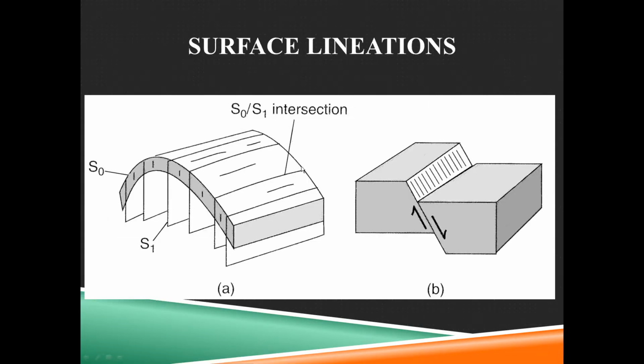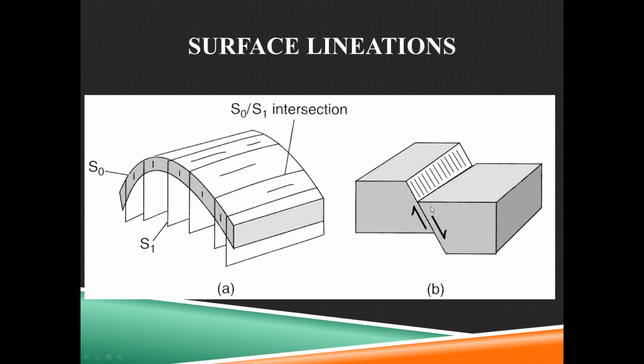Now, surface lineations. If we can have cleavage planes, it's a planar feature, and we have the surface of a fold. So we have two planes intersecting. Where they intersect, we get a linear feature. So we see a line along the surface of this antiform.